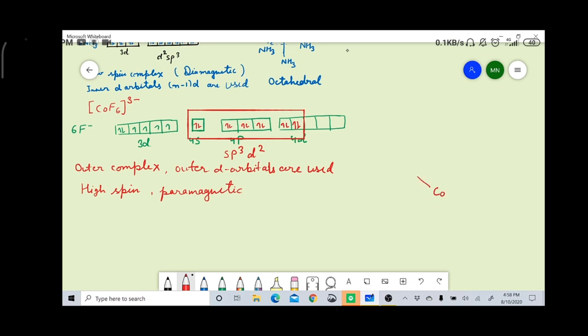Because there are 4 unpaired electrons in this complex, this is paramagnetic in nature and is known as high spin complex. The geometry of this complex is octahedral. There is no effect on the geometry of the complex when the coordination number is 6, whether the hybridization is d2sp3 or sp3d2.